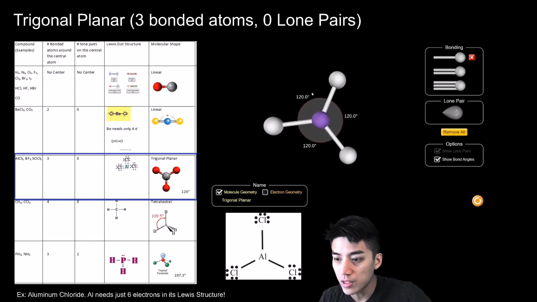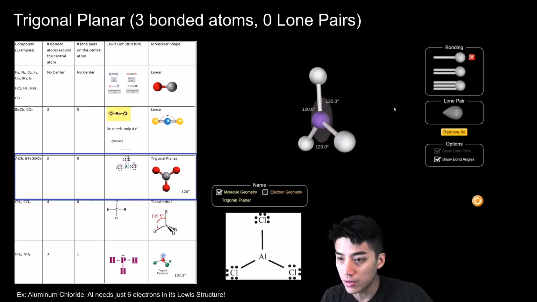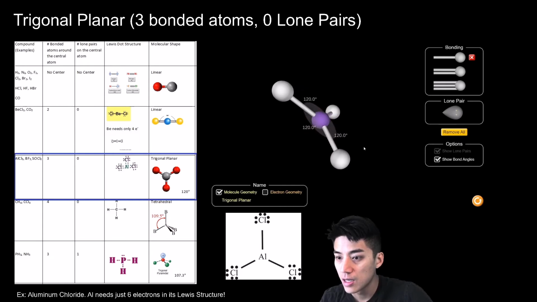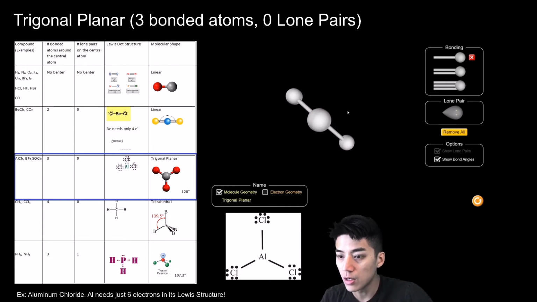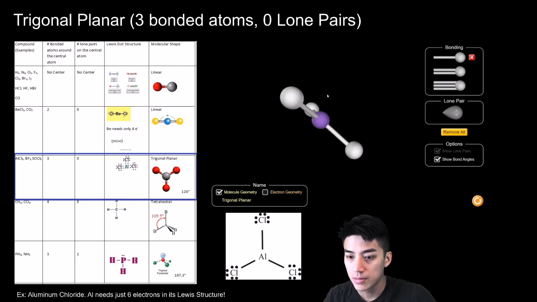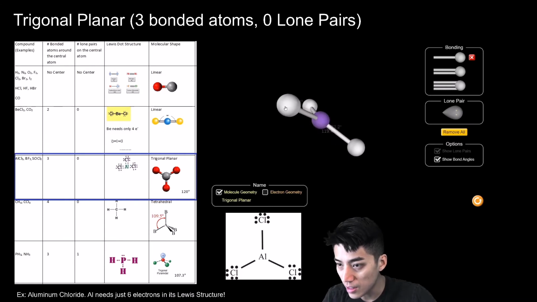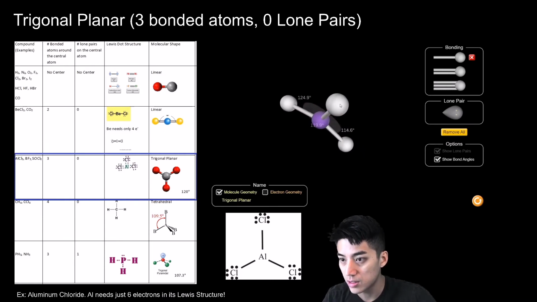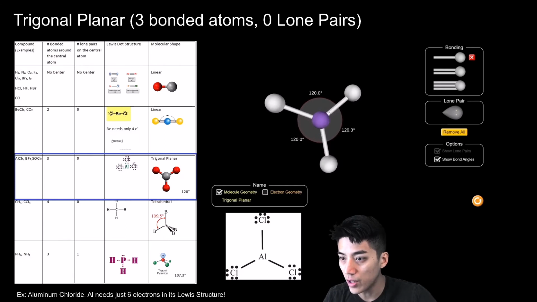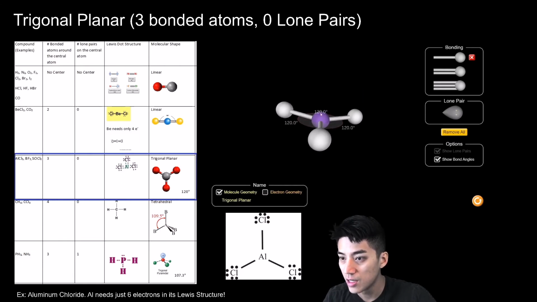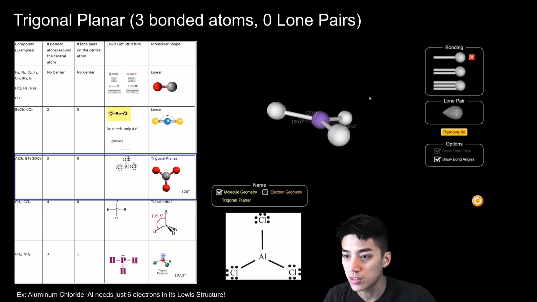The third shape that we want to discuss is something called trigonal planar. An example would be aluminum chloride, where you have Al in the middle, and it's surrounded by 3 chlorines. This one has 3 bonded atoms, but no lone pairs around aluminum. The thing about aluminum, remember, is it's an exception to the octet rule, where it needs just 6 electrons to be stable. As I'm pivoting this, you can see that the shape is in a plane. All 3 bonds are in a straight plane, so this is like flat, like on a surface. That's why it's called trigonal planar, and the bond angles are 120 degrees apart.